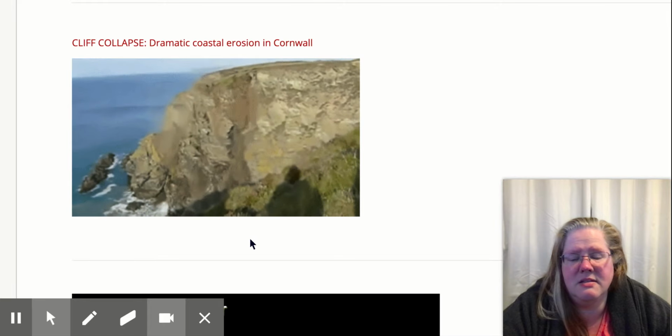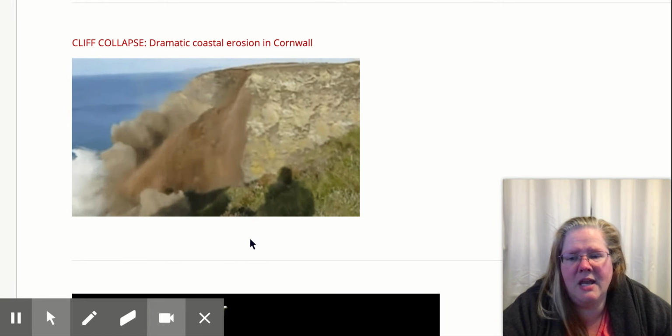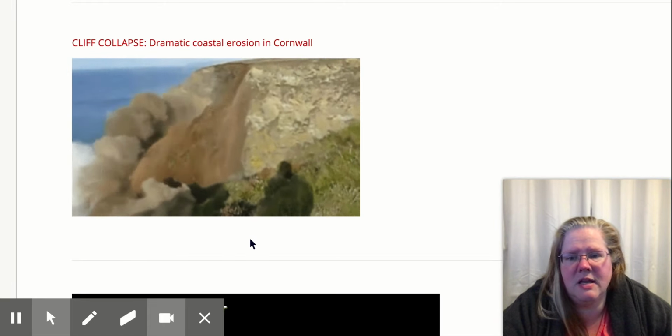And this is a landslide. All of those mechanical and chemical weatherings weakened it enough, and finally it just gave way. That's erosion in Cornwall. You want to see it one more time? Here we go. I like watching this one, as long as I'm not standing on it.